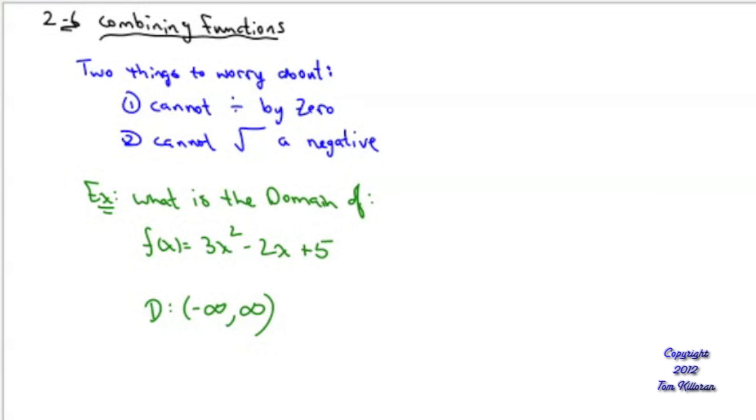So that leaves the rest of them. What other types of functions are there? How about something that looks like this? For example, find the domain of f of x is equal to 4x minus 5 divided by x squared minus 9. Now I go back to my 2 things to worry about. Is it possible, by picking a value of x, that I'm going to divide by 0? Yes. Why? Because there's x's in the denominator.